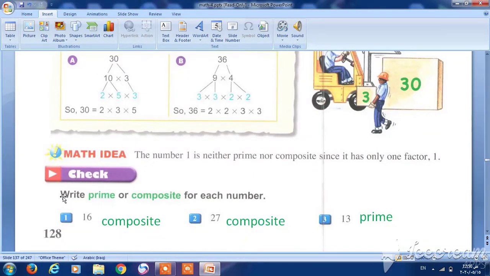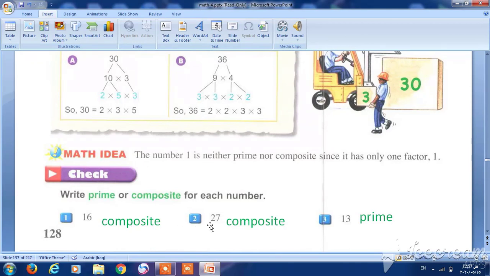Let's solve practice. Write prime or composite for each number. In number 1 we have 16. Is 16 composite or prime? 16 is composite because we have more than two factors. For example, we have 1 multiplied by 16 equals 16, and 4 multiplied by 4 equals 16, and we have 2 multiplied by 8 equals 16. So we have more than two factors. 16 is a composite number.